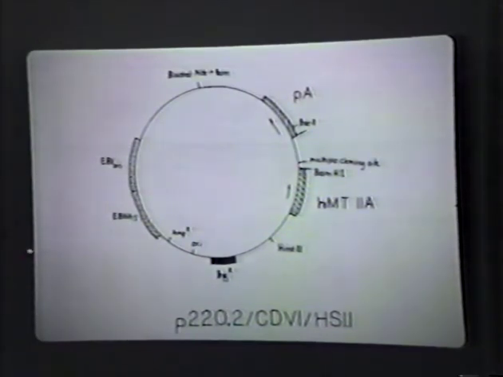Presently, we're working on putting the plasmid I just described and IGF-1 together, inserting the insulin-like growth factor gene right after the metallothionein here so that we can control expression of it.